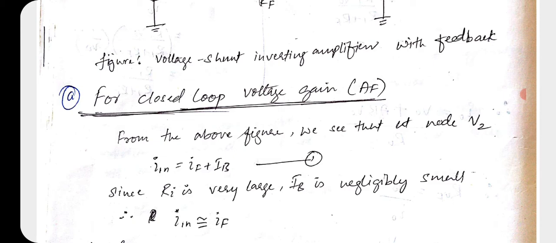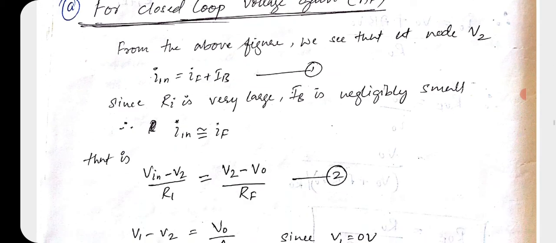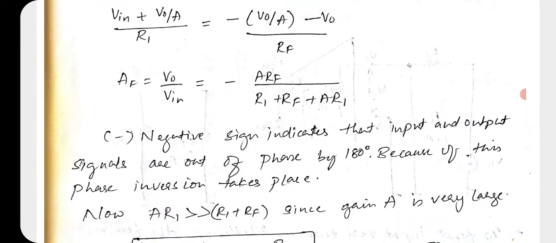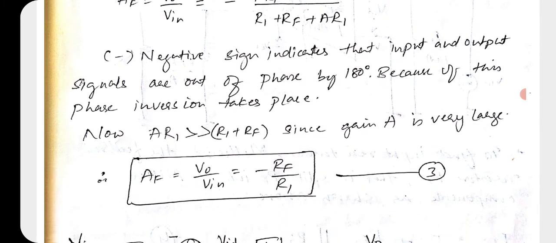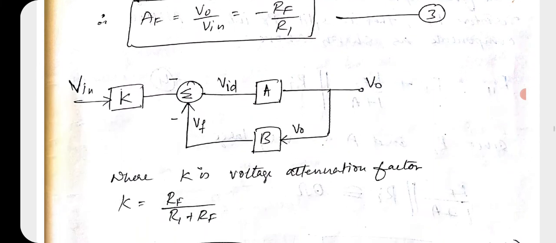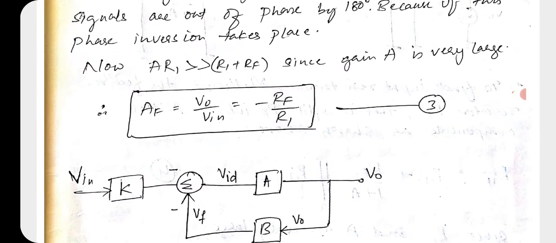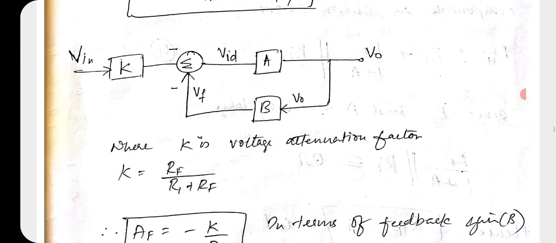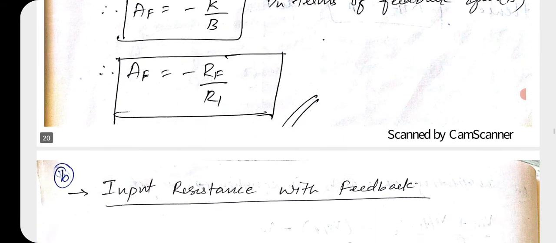So once again here you have to get the different parameters for closed loop. AF is going to be equal to minus A RF divided by R1 plus RF plus A R1. The negative sign indicates that input and output signals are out of phase by 180 degrees. So this sentence was explained to you in open loop configurations, right? So finally AF will be obtained as minus RF by R1. Minus RF by R1 will be AF. Okay. The block diagram representation will give you AF equal to minus RF by R1.